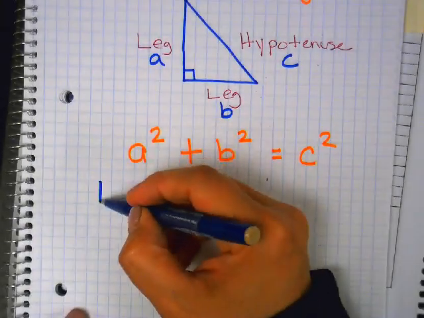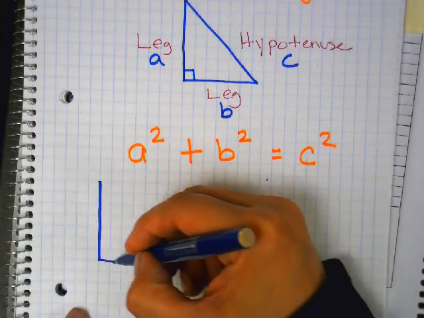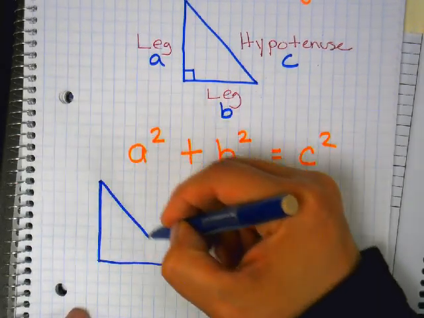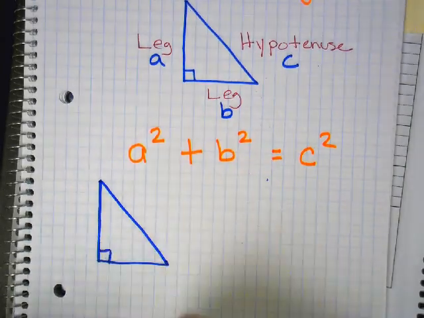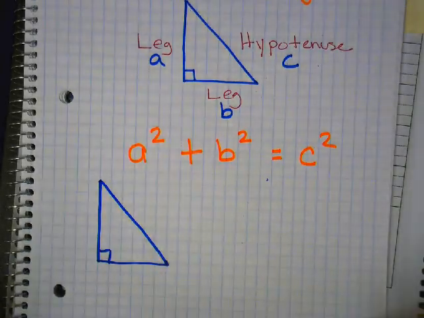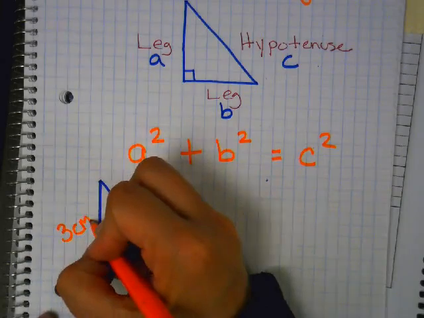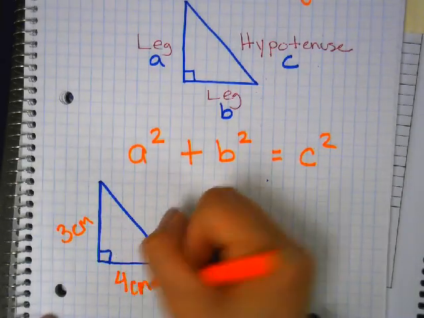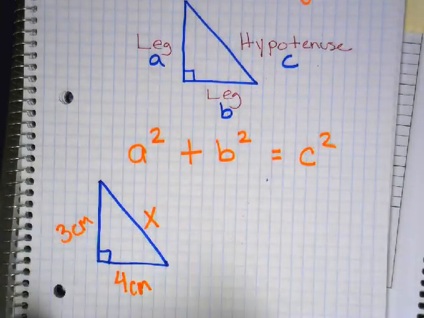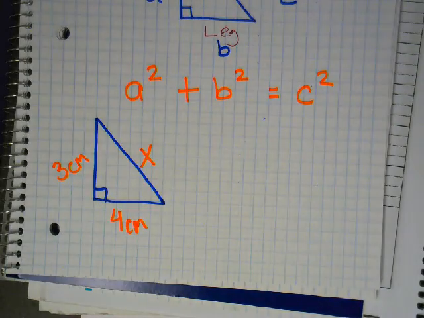All right, so let's try out a problem. So let's draw a right triangle. We're going to call this 3 centimeters, 4 centimeters, and X. You don't have a ruler, you don't have a protractor, you don't have a compass. All you have is A squared plus B squared equals C squared. And we've got to solve for X.